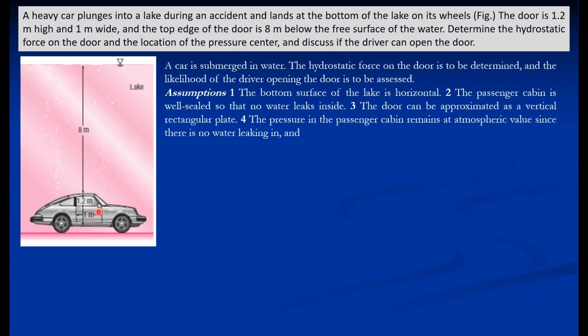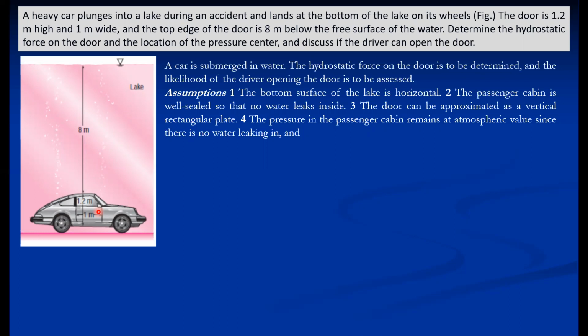So first assumption: the bottom surface of the lake is horizontal. Second, the passenger cabin is well sealed so that no water leaks inside. Number three, the door can be approximated as a vertical rectangular plate. So we consider this case as a vertical rectangular plate.